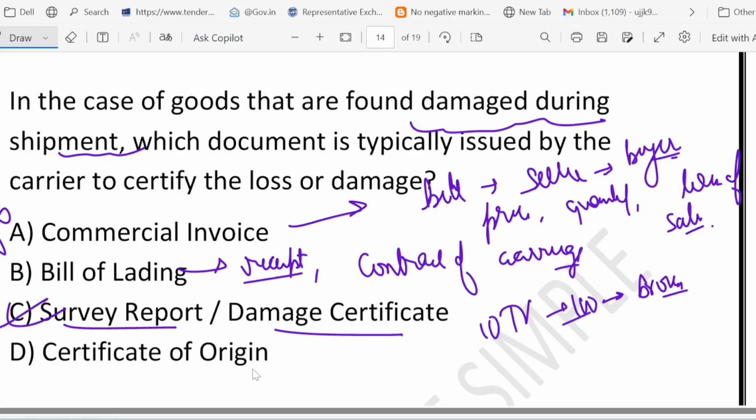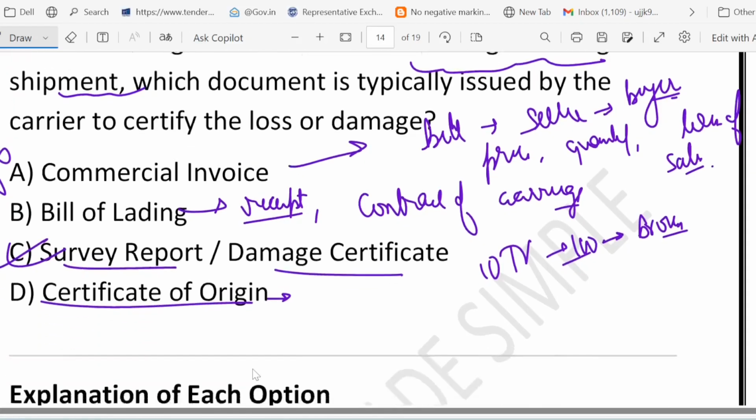What about certificate of origin? This is also why I'm explaining each and every option, because suppose next time a question regarding bill of lading is asked, you should have the conceptual knowledge regarding it, right? Now, a certificate of origin simply tells where the goods were manufactured. Like suppose I say Make in India, a Make in India certificate for textile export, right?